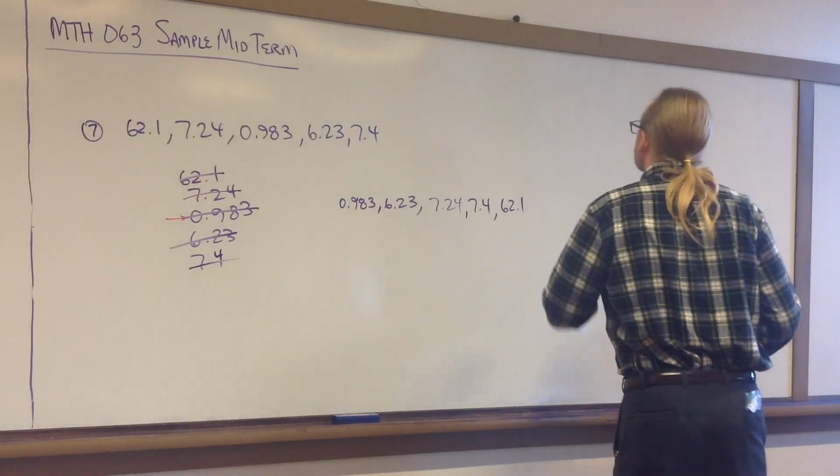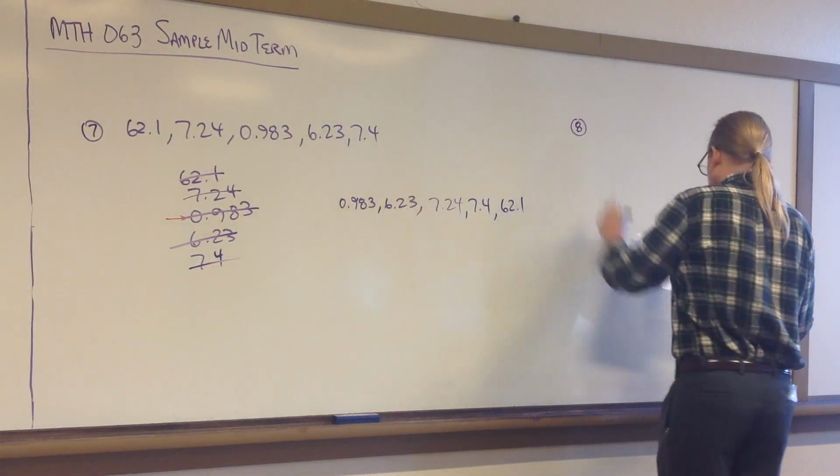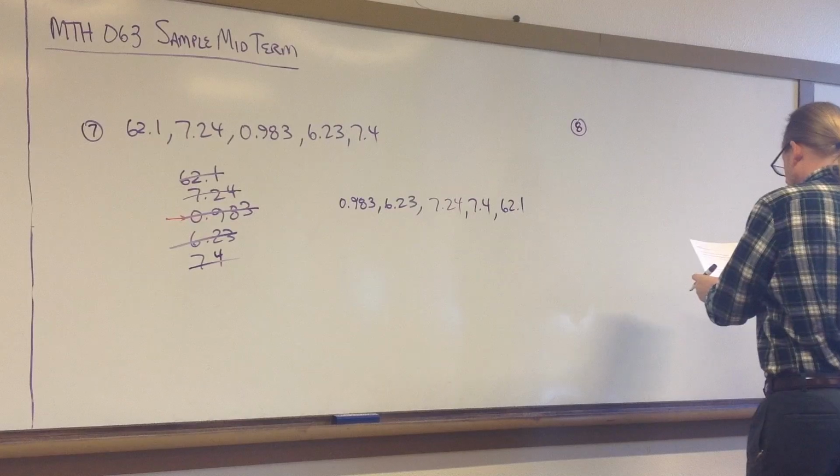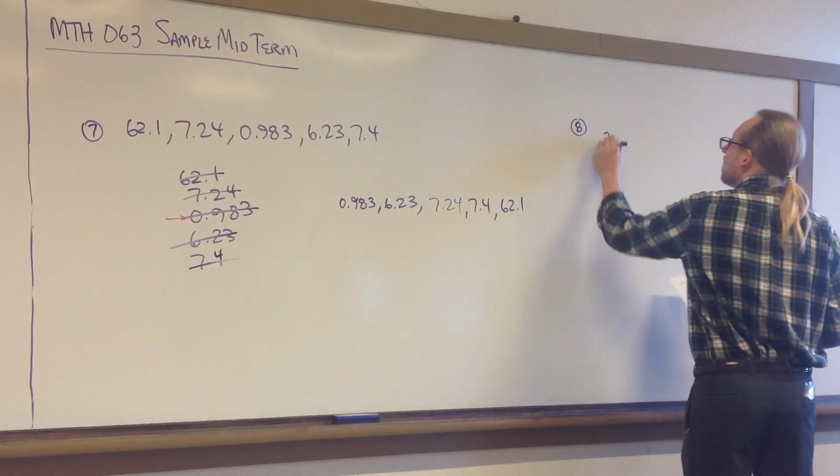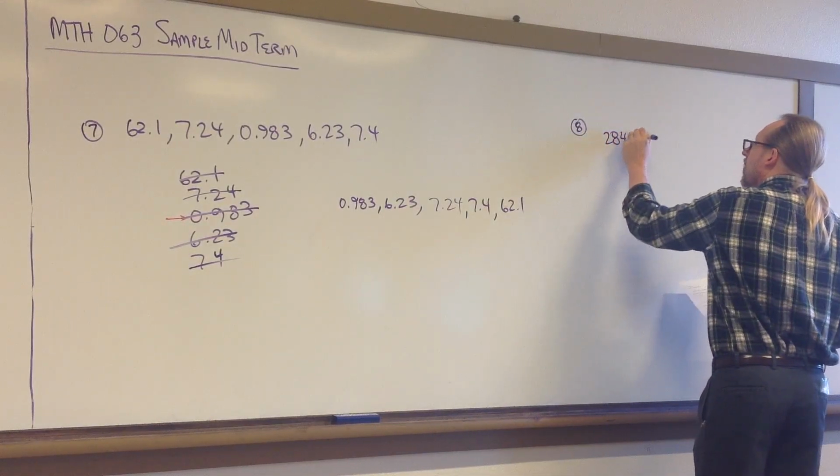Problem 8. I'm just going to write these down vertically. 28,469.15.